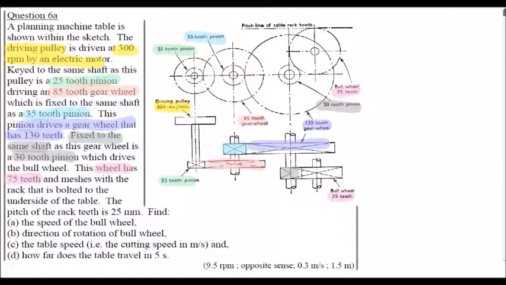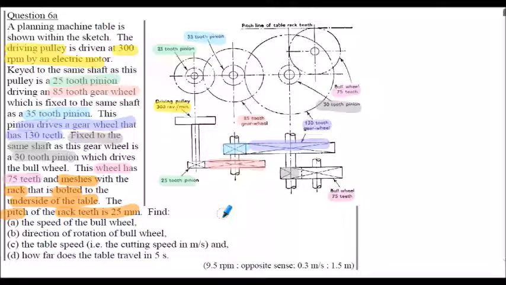Okay, so we end up with a rack, given the pitch of the rack teeth, 25mm. That could be useful later on. Okay, so multiple colors coded there for you. So the first step in the process is to find the speed of the bull wheel. That's the output shaft in this case.